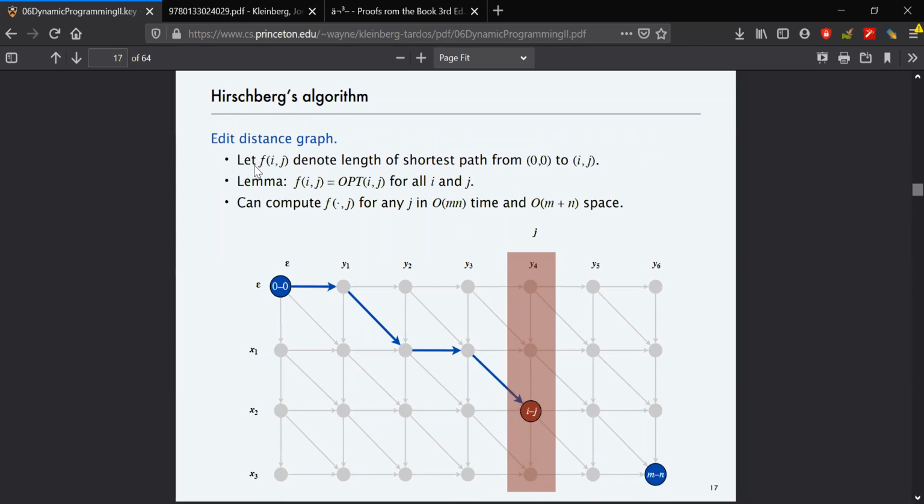Fij is the length of the shortest path in this directed weighted graph. This is the length of the shortest path from 0,0 to ij. Forget about the second line. I give you a jth column, and I want you to fill the value of f star j. I want you to fill this entire column with the value Fij, like f1j, f2j, Fij, fnj, mj. So can you do this? Can you fill this entire column in order m plus n space?